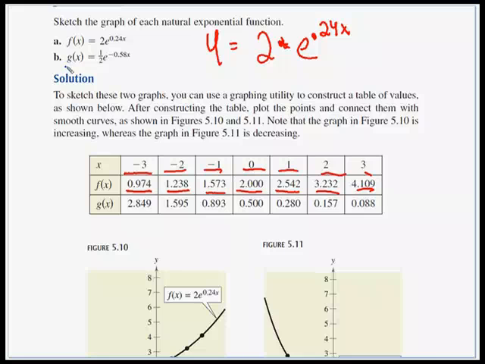We can also put in the g of x function with the negative exponent. Plug that right into the calculator, and we'll have our same x values set up from the f of x function. And we will see these output values, starting at 2.8, and we're going downhill to 0.088. So this function starts out bigger and gets smaller as we go.